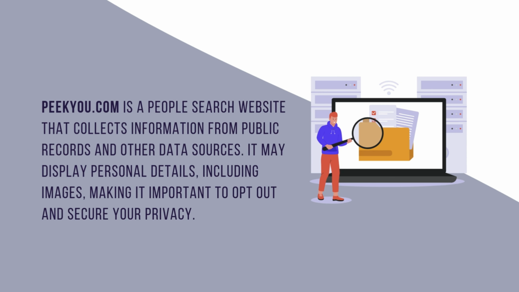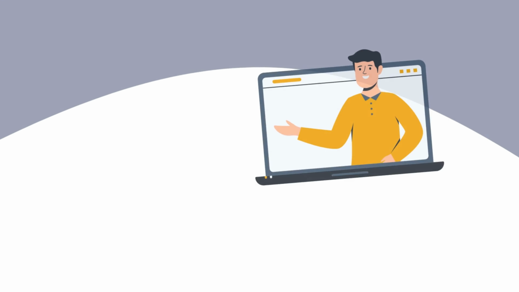PeekYou.com is a people search website that collects information from public records and other data sources. It may display personal details, including images, making it important to opt out and secure your privacy. Now let's go through the steps to remove your data from PeekYou.com.